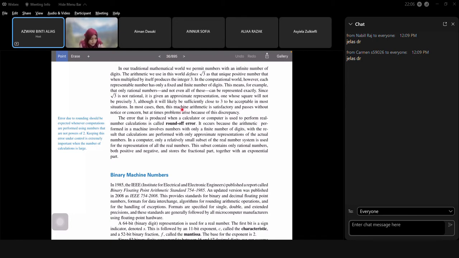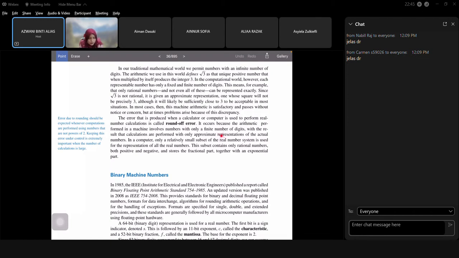Alright, so disebabkan oleh itu dia ada wujud error. Okay, error is produced when the calculator or computer is used to perform real number calculation. This is called round off error. Okay, this occurs because the arithmetic performed in the machine involves only a finite number of digits, with the result that calculations are performed with only approximate representations of the actual number. So kat sini kan berlakunya the chopping or rounding of the error bila kita nak go to the output in the calculator ataupun the computer.